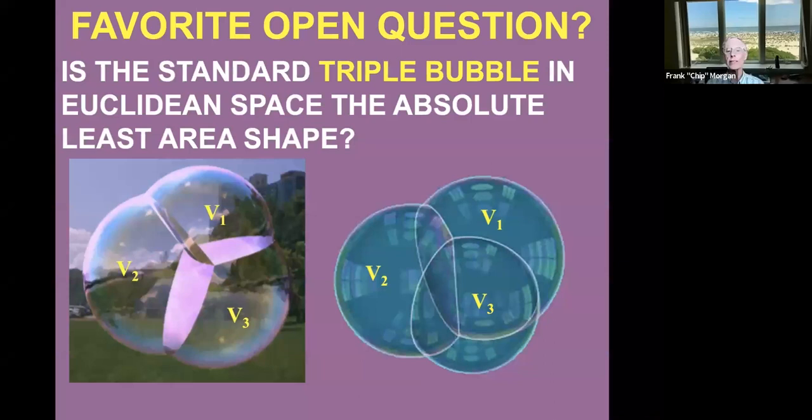Okay, finally now back to Euclidean space. That was just some of the progress in Gauss space. But now we go back home. We're back in Euclidean space. And we return to our favorite question. Is the pictured guy here the best triple bubble? Does it look like that?